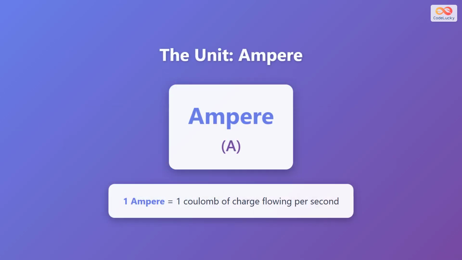The unit used to measure electric current is called the ampere, abbreviated as A. 1 ampere is defined as 1 coulomb of charge flowing past a point per second. So when we say a current is 1 ampere, it means that 1 coulomb of electric charge is moving through the conductor every single second. The ampere is a fundamental unit in electricity and is named after the French physicist André Marie Ampère.